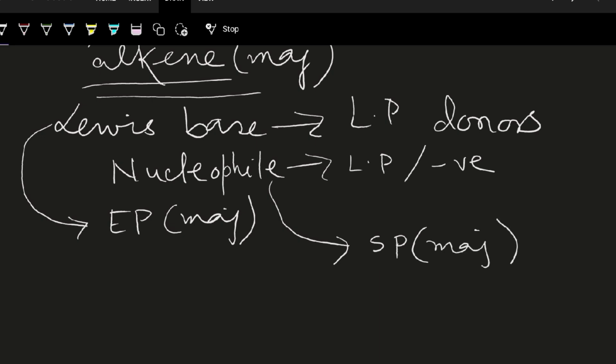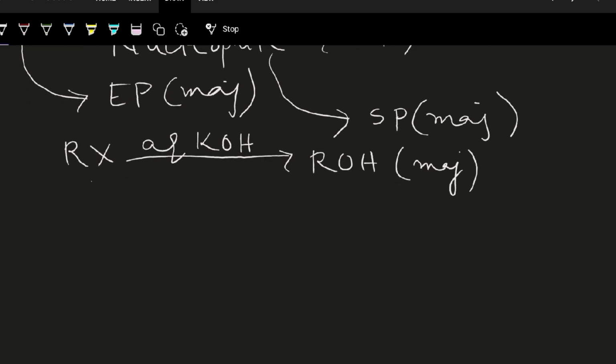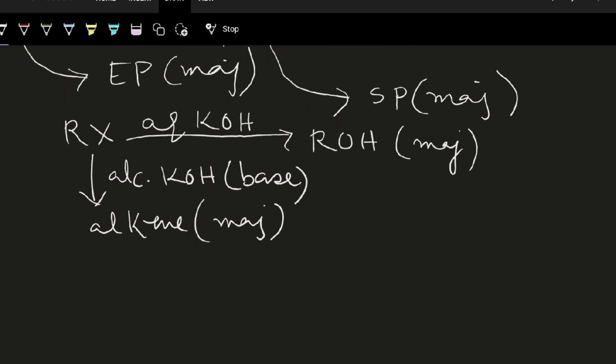So the example that we had seen, alkyl halide when treated with aqueous KOH, we'll say that the polar medium, water, actually helps in the generation of OH minus. So we get ROH, alcohol, as the major product along with the alkene. And when we treat this with alcoholic KOH, the medium is alcoholic and it acts as a base, and so alcoholic KOH acting as a base produces alkene as the major product. Now let us see in detail what we have just now discussed.